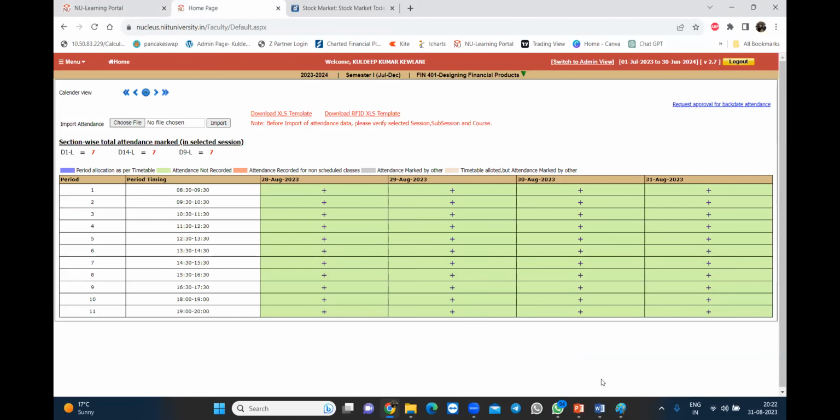ये समझ में आया सारा? Yield curve का yield curve inversion से क्या benefit होता है, इसको आगे अपन कंटिन्यू करेंगे.